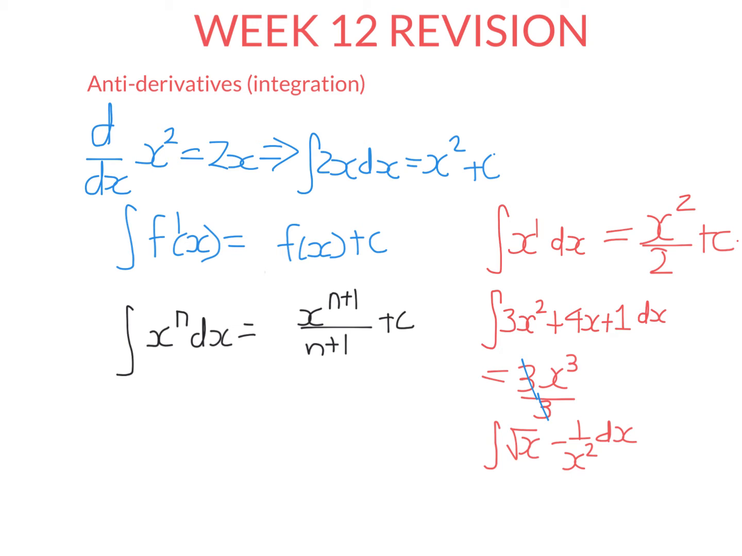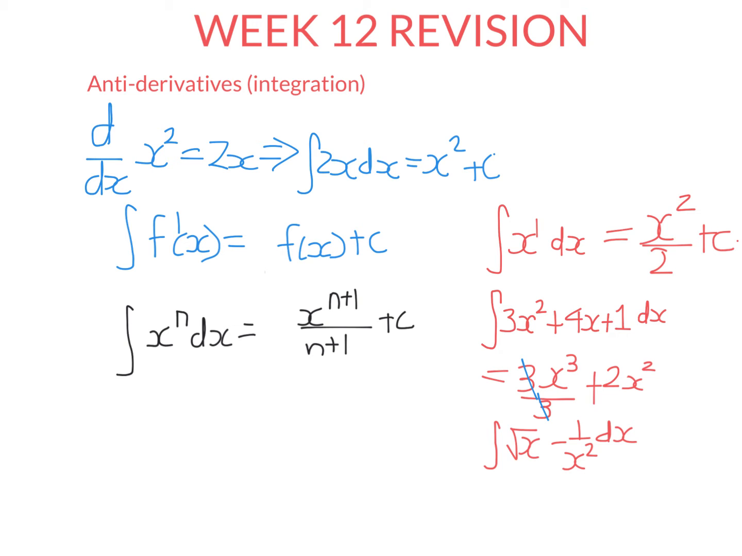So similarly here, the integral of 4x, well, I'm going to increase the power by 1 and divide by the new power. Of course, 4 divided by 2 just equals 2. And so it's 2x squared. If you differentiate 2x squared, you get 4x.